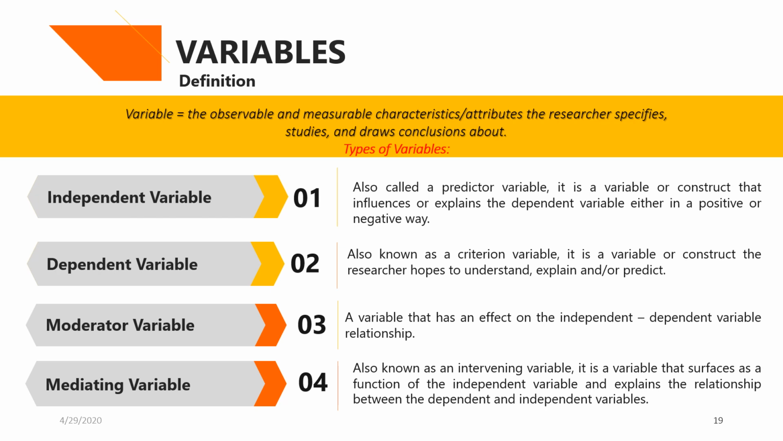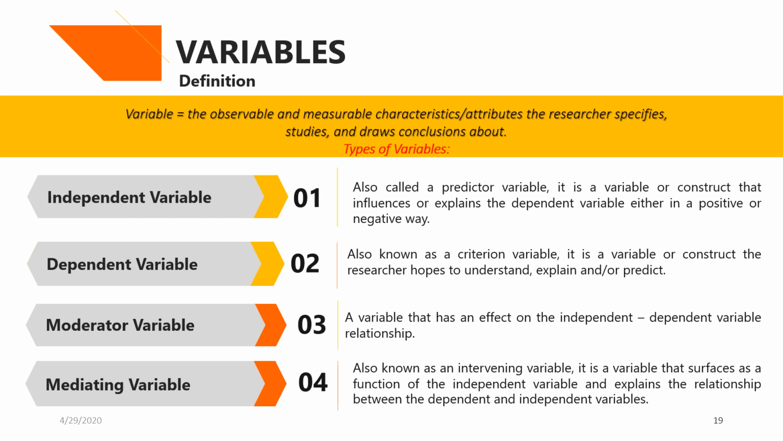So what is actually a dependent variable? The dependent variable is known as the criterion variable. It is a variable or construct the researcher hopes to understand, explain, or predict. So in the earlier example, you are interested to understand how or why fraud happened. What factors contribute to fraud occurrence in, say, the banking industry? That is the dependent variable.